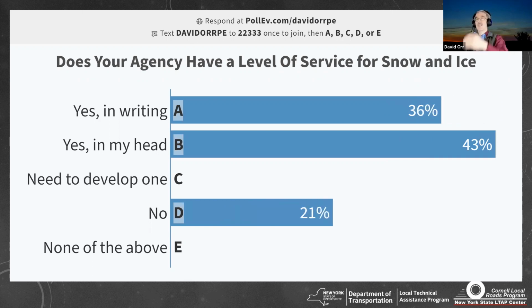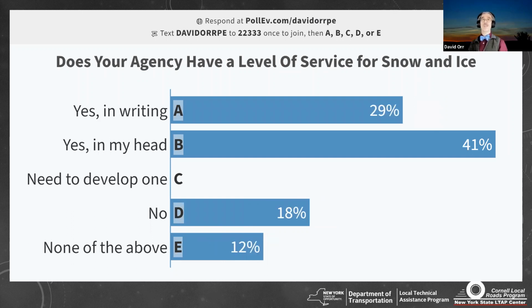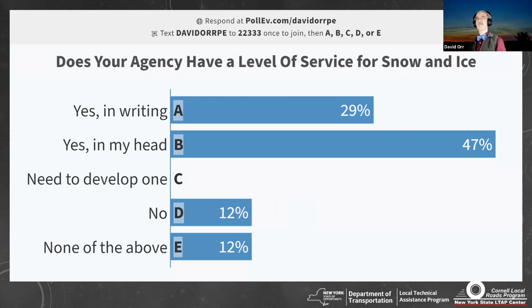And again, I'm looking at the Q&A as well. We've got a couple of people who said they do have one in writing. That's good. I've got someone who says no, which is fine. Again, I don't have any problem with that, but you may want to think about it because there's some value in having a level of service. Okay. So you may want to think about developing one. And if you're unsure, go check and see.